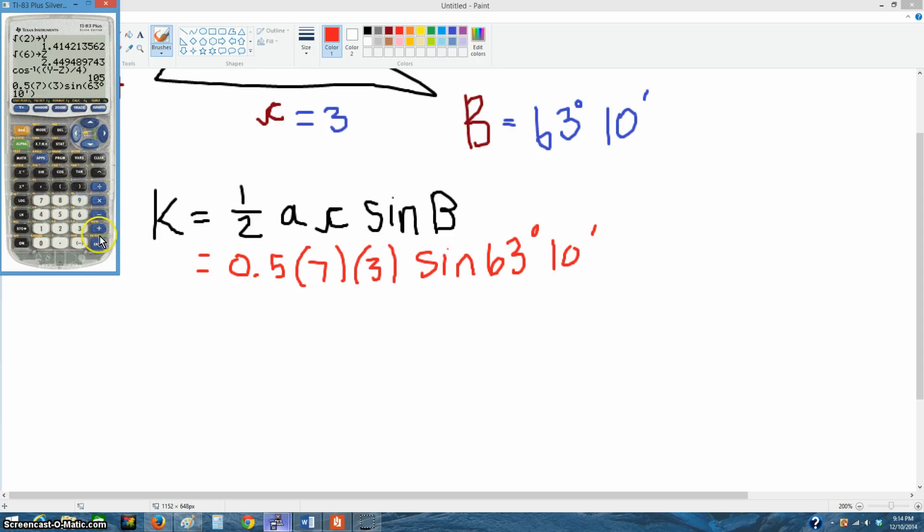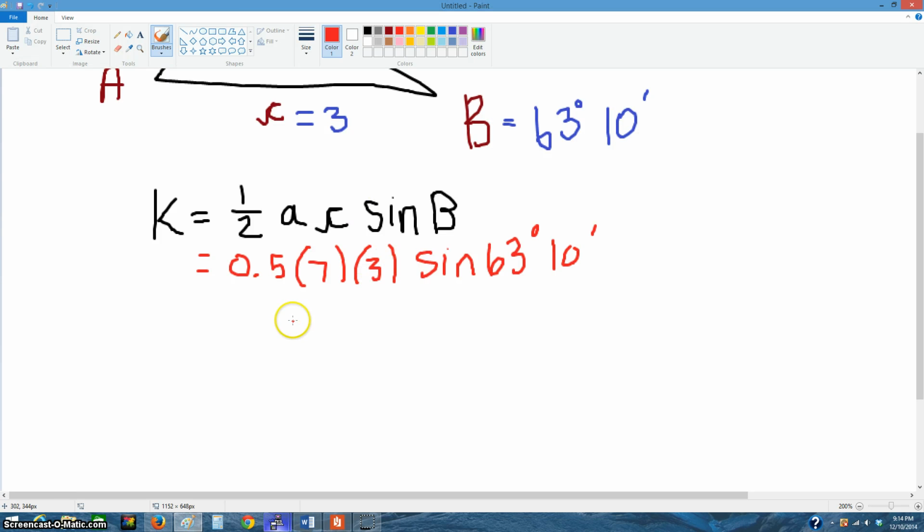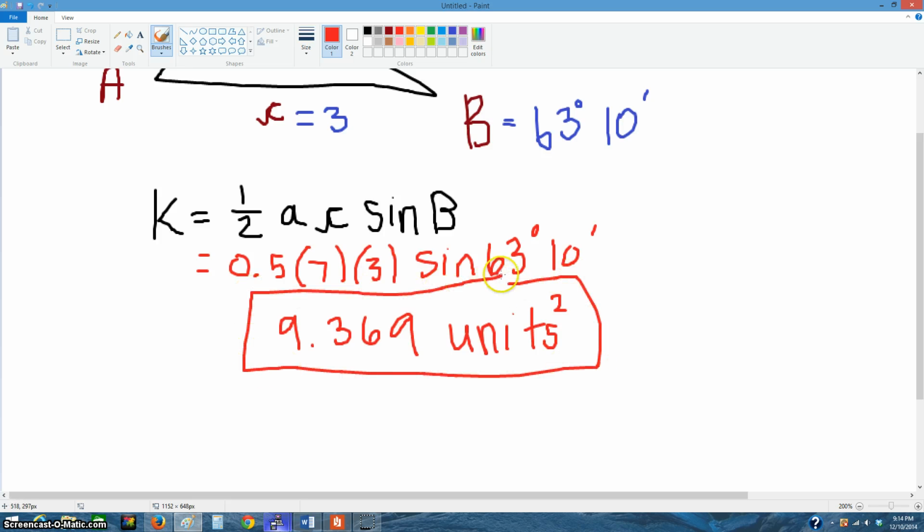Close my parentheses, and I get my area to be 9.369 units squared. Okay, if it were inches, of course it would be inches squared, but in this case we're not given any units, so any dimensions, so we'll just say it's units squared. Okay, that's area.